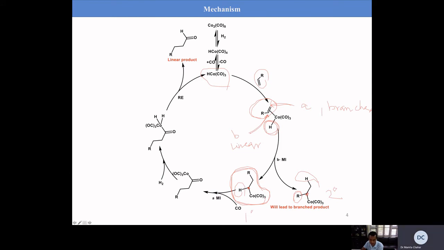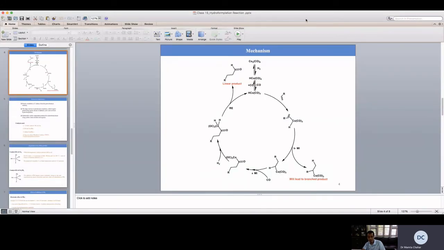This is primary. So primary alkyl species versus secondary alkyl species. Primary alkyl species will lead to the linear product. Secondary alkyl species will lead to the branched product formation. Of course, it could be a problem. If both product formations are happening, that's a big problem. So you need to have a catalyst which will give you only one product, either linear product or branched product, preferably the one you are looking for. So depending on what you want, you can dictate what reaction you do.